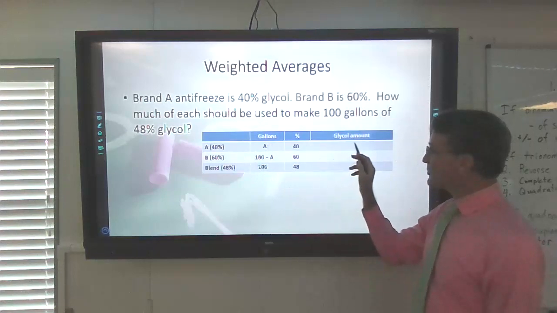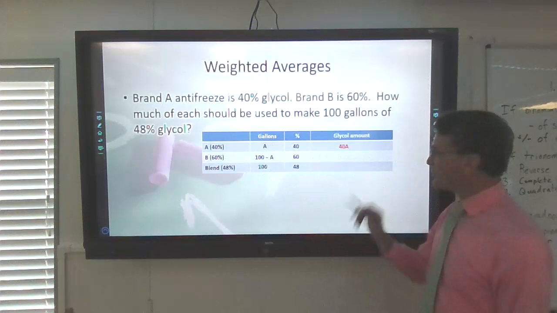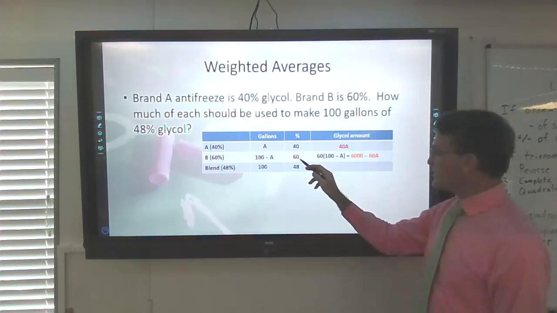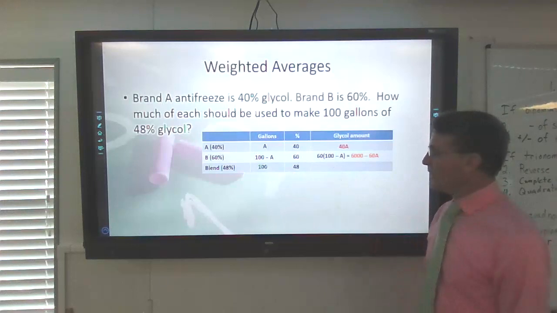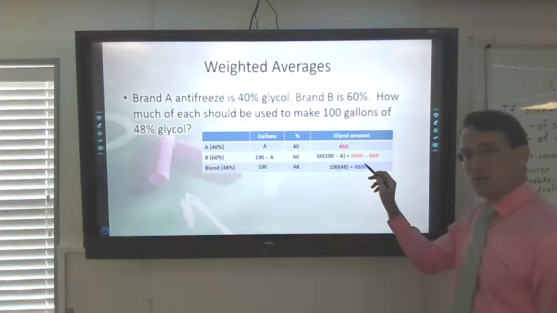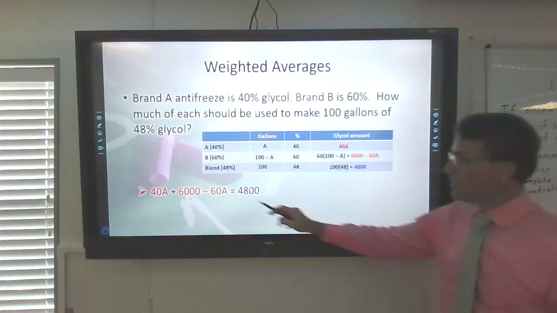Now I can multiply those across. That gives me 40A. If I multiply this across, that gives me 6,000 minus 60A. And over here, when I multiply, I get 4,800. I know that these two added together should give me that third row there. So that's what I do.